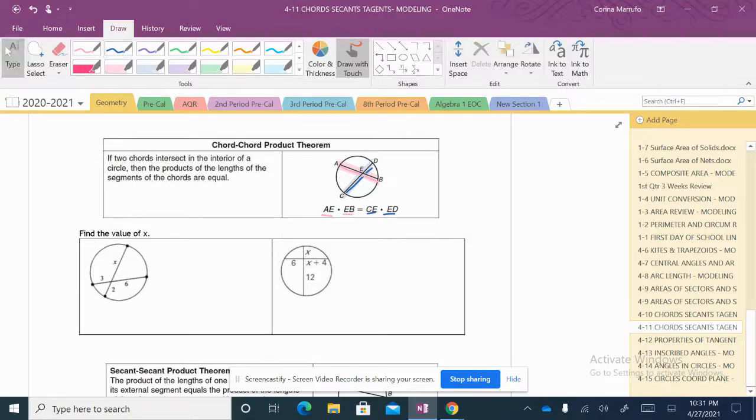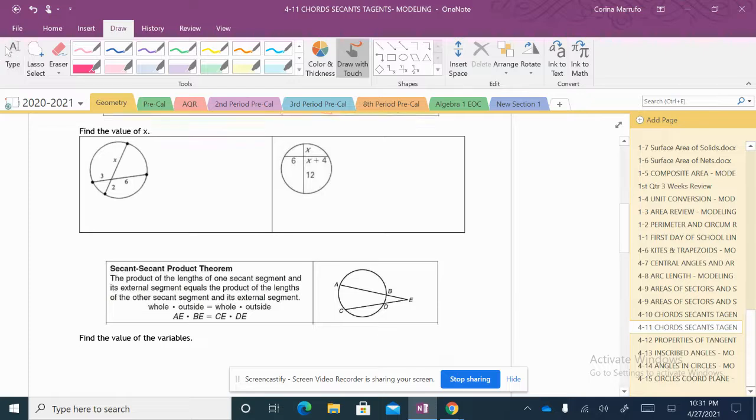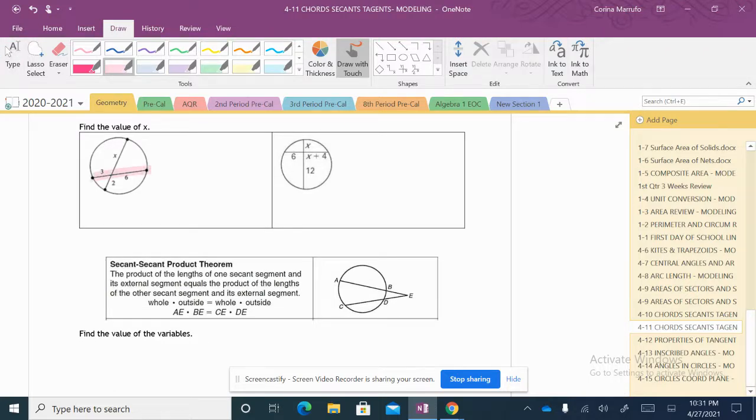So when we're solving for X here, here's my chord, the 3 and the 6. So I'm going to have to multiply 3 times 6. That is going to be the exact same thing as this other chord right here. We're going to break it down. One part is 2 and the other part is X, so 2 times X. They want us to solve for X. So 3 times 6 is 18, and then 2 times X is 2X. To solve for X, we're going to divide both sides by 2. 18 divided by 2 is 9.